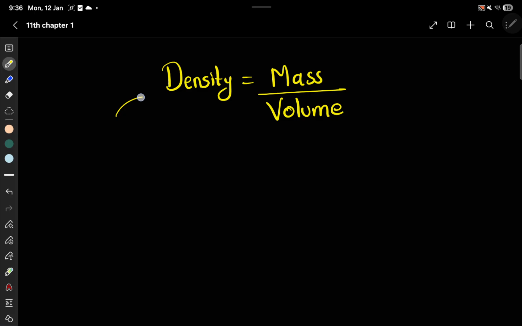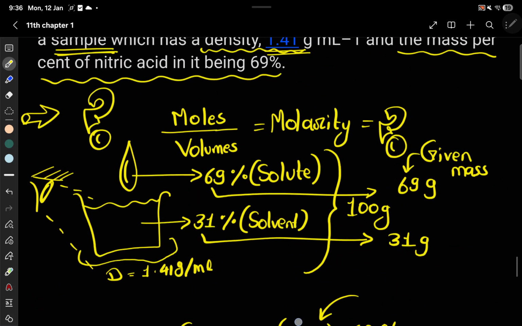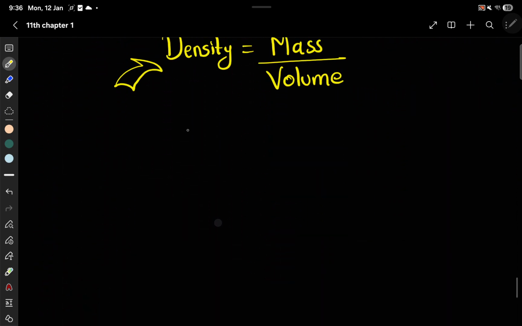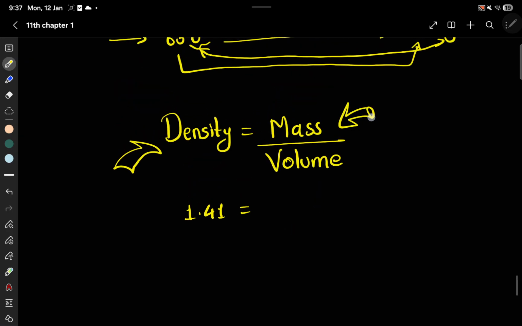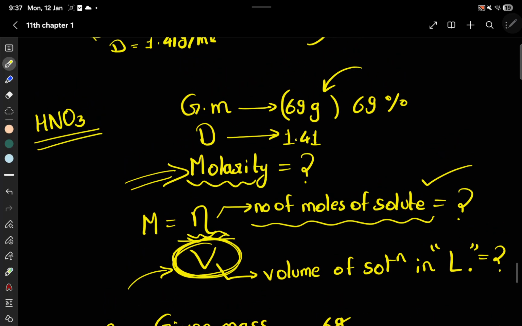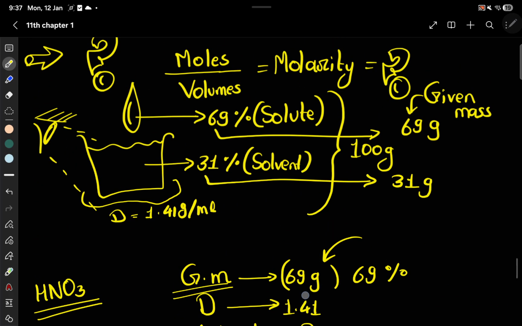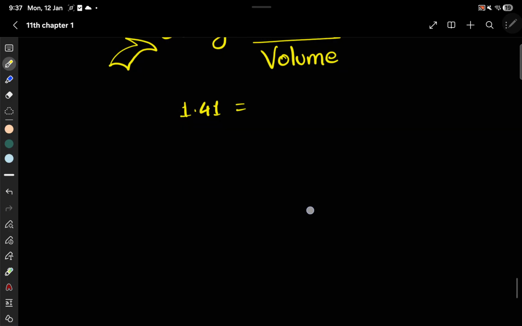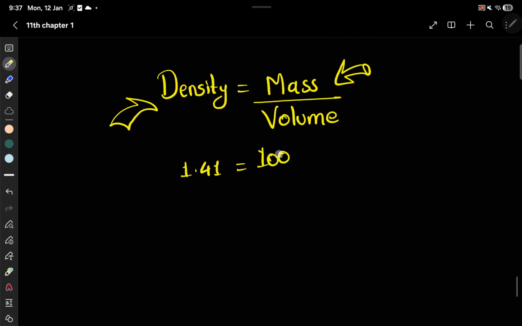If you do remember students, in the question itself density is given. What was the density? Let's see in the question. The density was 1.41 gram per milliliter. Let me write the density over here: it was 1.41. Now students, about the mass. If you do remember, at the time of calculating the given mass of nitric acid, I told you to assume that the total mass of the sample should be 100 grams. So we keep the total mass over here, which is 100 grams itself.